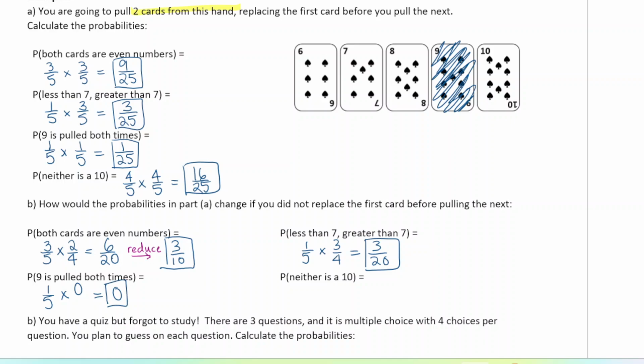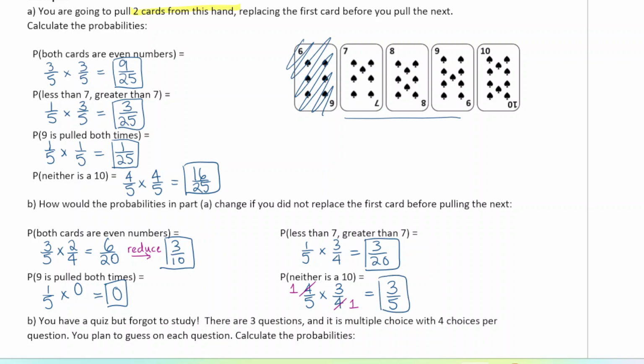Neither is a 10. Okay, let's see. So chances I pull a card that is not 10 the first time is 4 out of 5. And then, let's say I pulled a 6. Now there are 3 cards remaining that are not 10, so it would be 3 out of 4. We can reduce this before we multiply because both of these numbers divide by 4. So the final answer here would be 3 out of 5. Remember that you can reduce before you multiply fractions. It makes it a little bit faster and easier compared to reducing at the end.